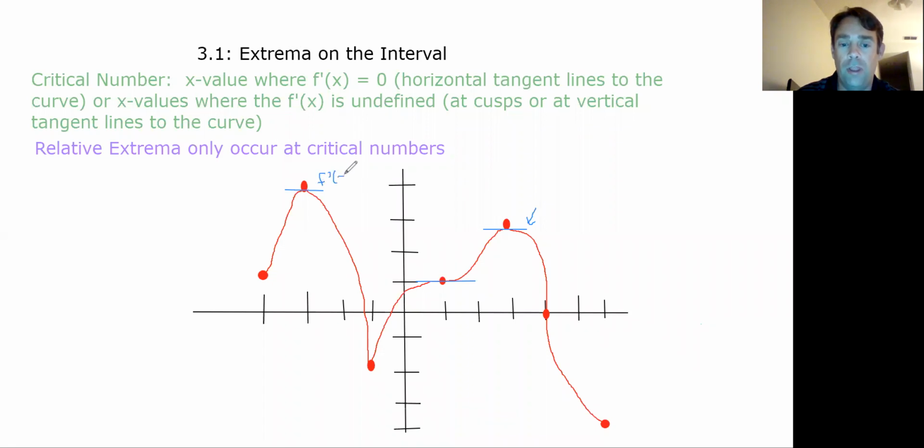So f prime of -3 equals 0. That means something critical happens there. F of 1 right here, f prime of 1, that would have been equal to 0, because again, it has a horizontal tangent line. And we have f prime of 3 equal to 0.